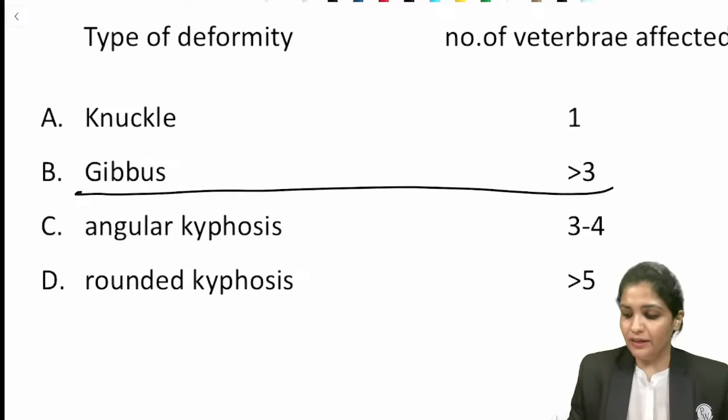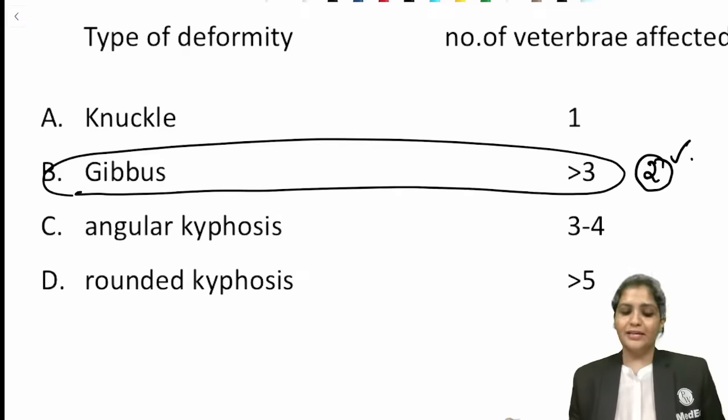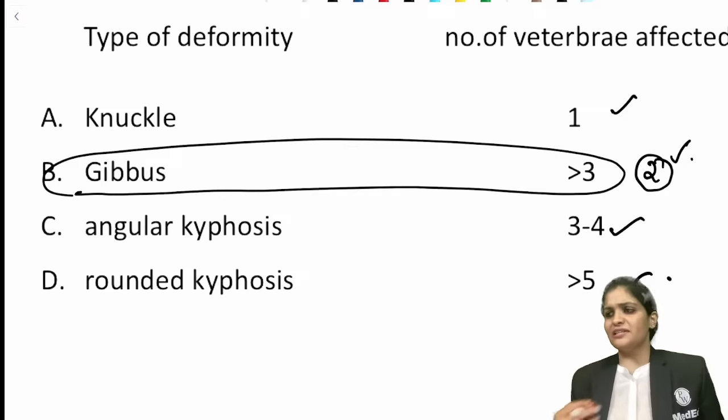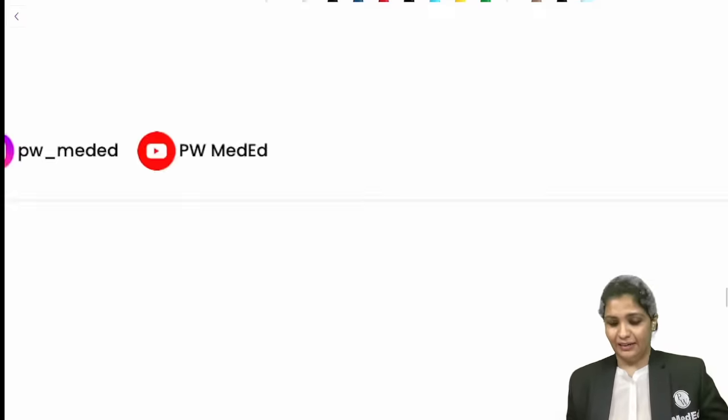So gibbous is only involvement of two vertebrae. If two vertebrae are involved, it is gibbous. So one is knuckle, three or four is angular, more than four is rounded kyphosis. So these are some of the important straight answers, which if you remember, you can answer easily, right?